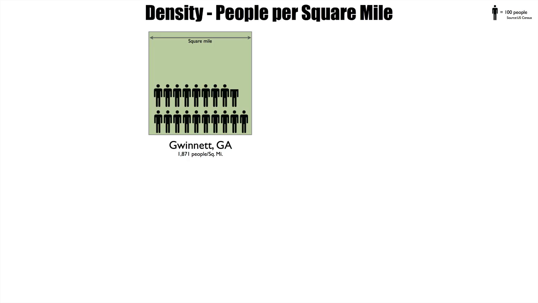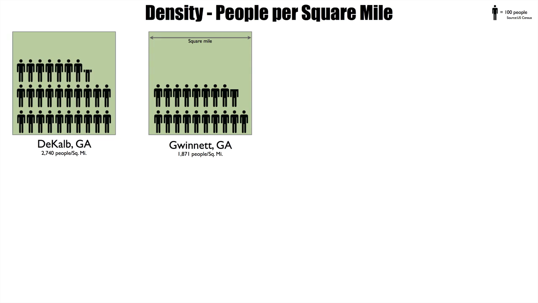You divide the area into the population, right? So at a population level, there are about 1,900 people per square mile. Each of those little people up there is 100 people, which is less dense than DeKalb County, which is where Atlanta is. But we had all this other data, so I gave it to them.